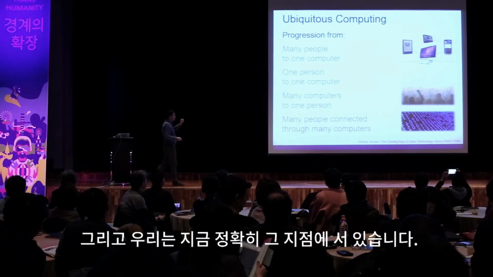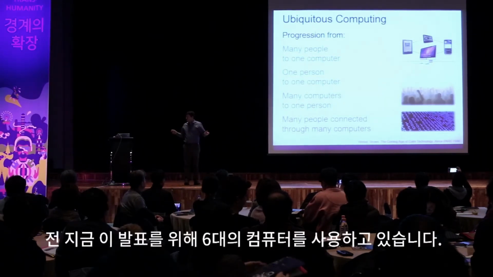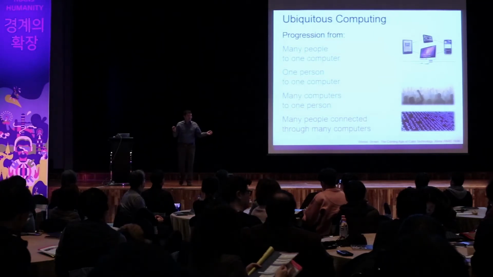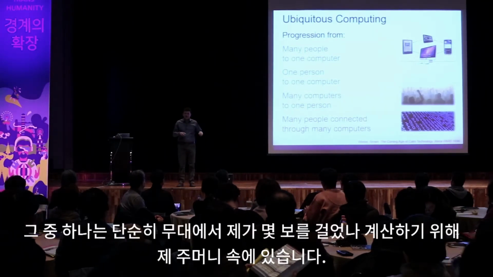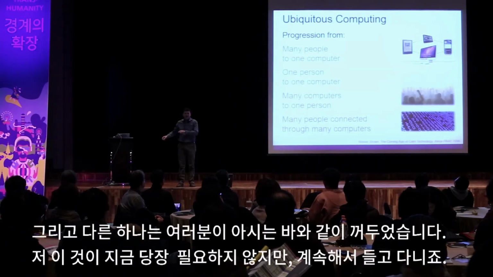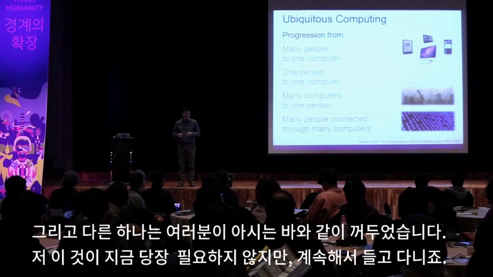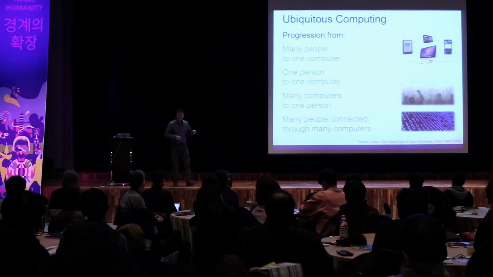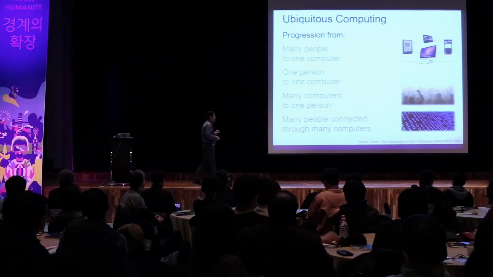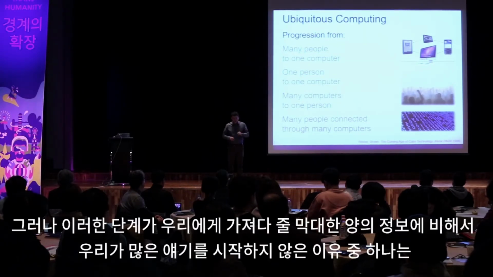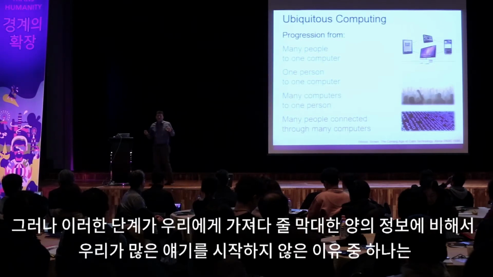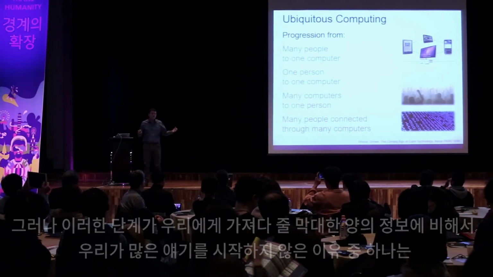And we're clearly here, right? I'm using, I think, about 6 computers to give this presentation right now, right? I'm carrying one in my pocket just to keep track of how much I step as I walk around on the stage, and I've got a different one in my pocket that I turned off just in case I want it later. I'm still carrying it around, right? And so we've clearly entered these later stages. But one of the things that Weiser didn't talk about quite as much is just the sheer amount of data and information that would come with this, right?